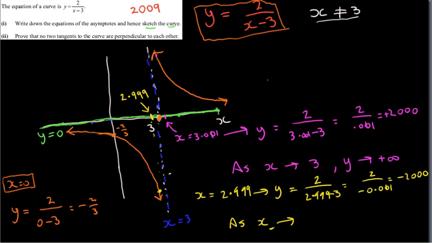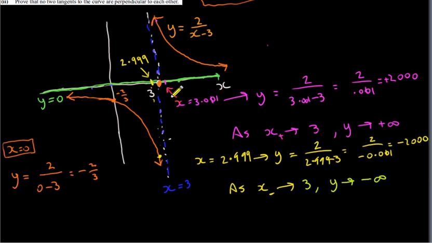So up here we would have x plus, whereas down here we have x minus. So this indicates we're approaching 3 from the left. We can see that y would tend towards minus infinity. We could also look at what happens as x tends towards infinity.